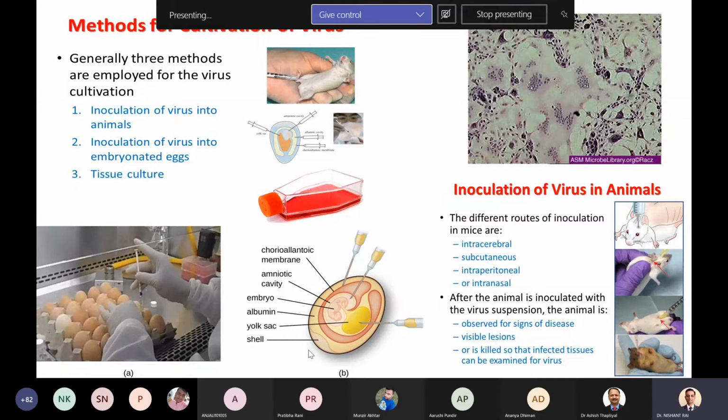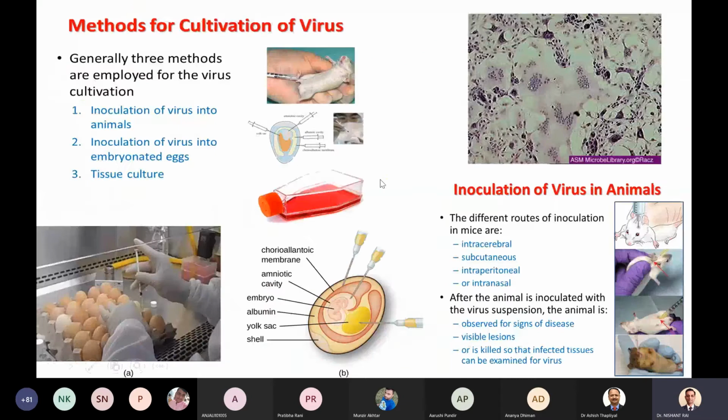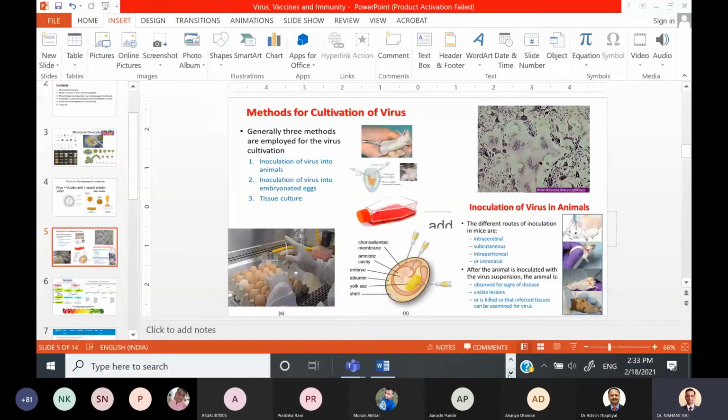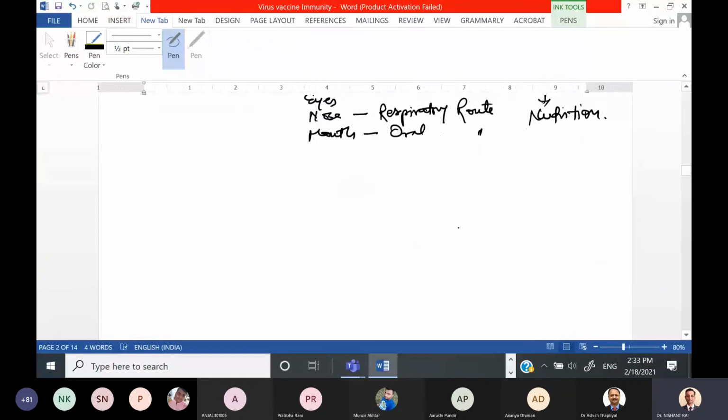But for this injection, it is hard to inject the syringe directly into the shell. It is difficult because it will crack. So what we do, we actually identify the egg, and let me show this by a very quick picture.